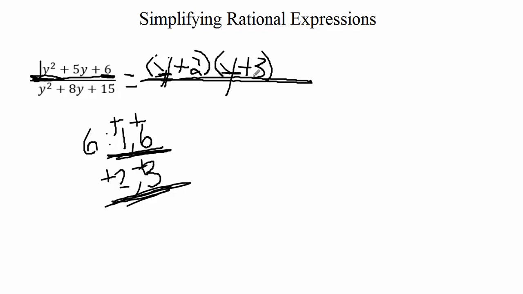And also remember, a 2 times a 3 is a 6, and a 2 plus a 3 is a 5. So that needs to work every time. They must multiply to get your last term, and add to get your middle term.